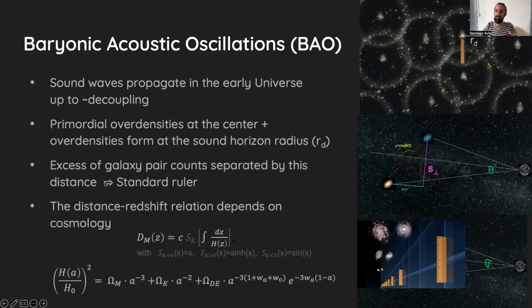Because we know how far this wave travels in the universe, we can use this as a standard ruler and basically determine the distance-redshift relation based on these measurements. These tell us about the expansion history of the universe, like H naught, omega matter, omega curvature, how much dark energy we have, and what type of dark energy we have.